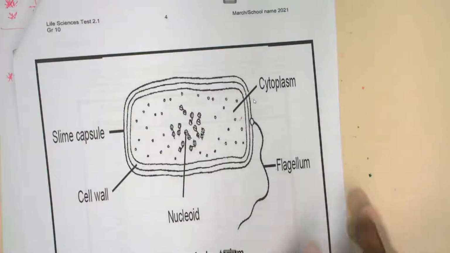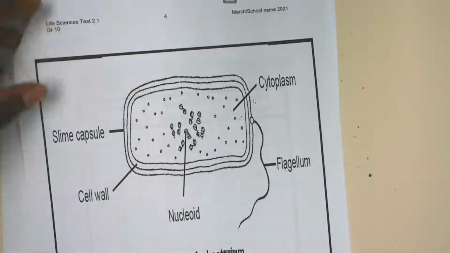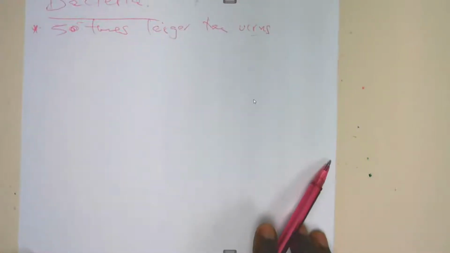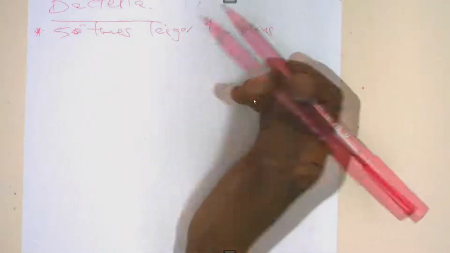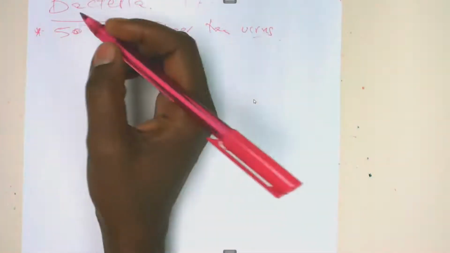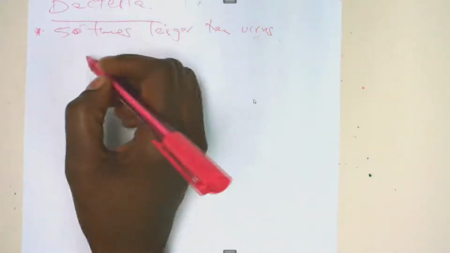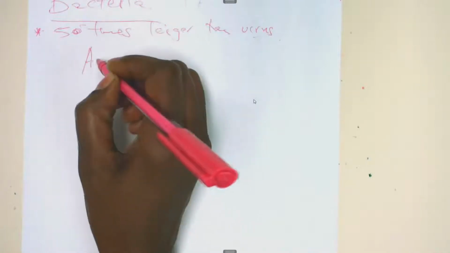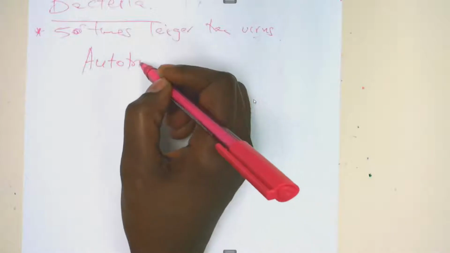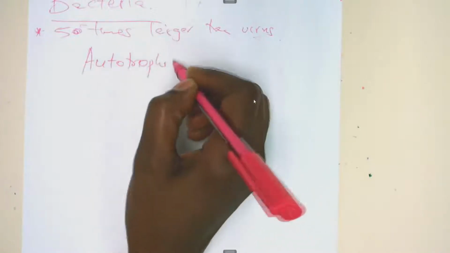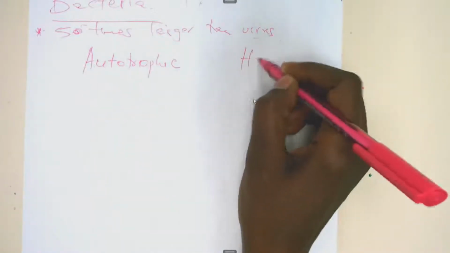So before we move to the disease, let us start first with some of the general characteristics which are not mentioned on the previous page. So with bacteria, some are autotrophic. We have bacteria which are autotrophic, and then others are heterotrophic.